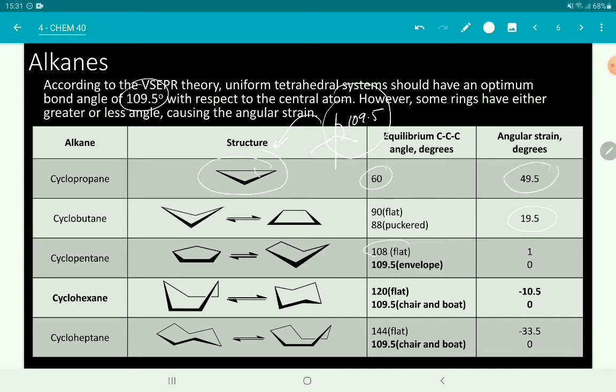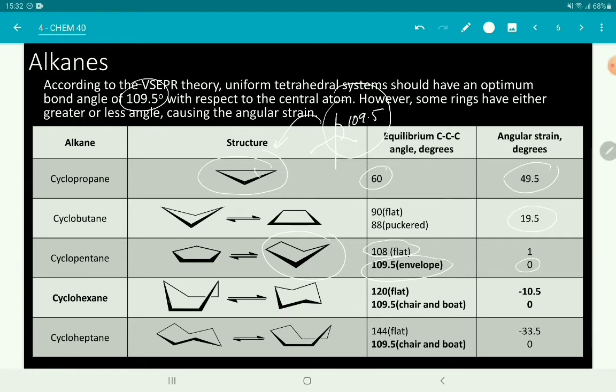Cyclopentane, 108 yung flat. Pero kapag nag-envelope structure siya like this, yung mga angles niya nagiging 109.5. So, 0 yung angular strain ng envelope-shaped cyclopentane. Pero yung flat na cyclopentane, meron siyang 1 degree na angular strain. Okay? So, syempre, kapag ganun, it would prefer the envelope conformation kaysa dun sa flat conformation. Kasi it has the least angular strain. So, if it has a choice, yung kanilang most stable conformation ay yung envelope lang.